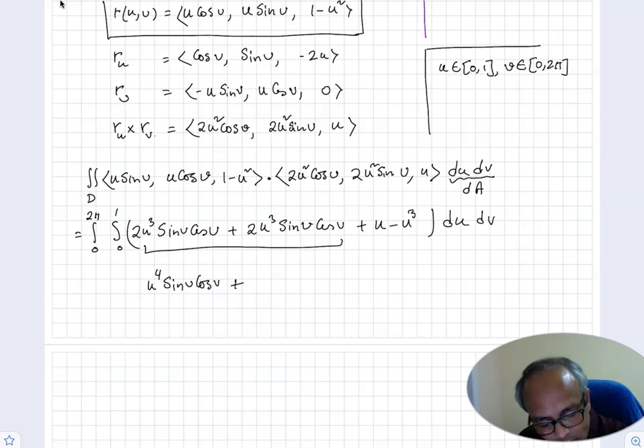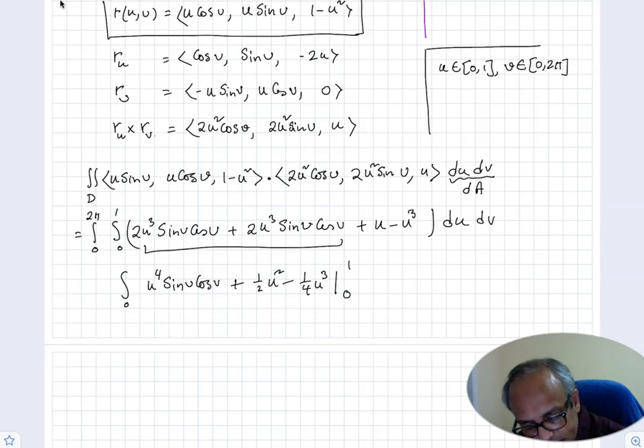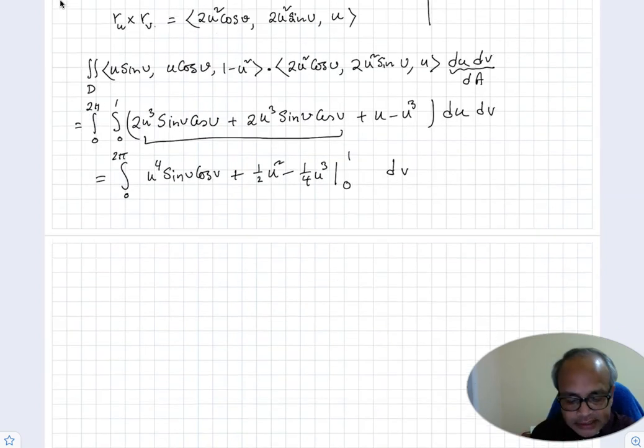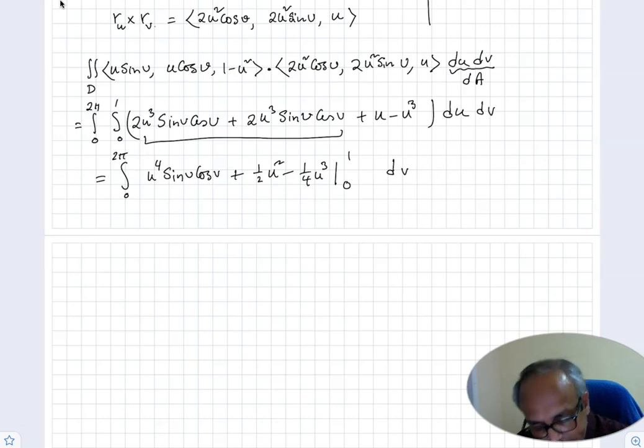So you get 1/2 u squared minus 1/4 u to the fourth, and then set the limit from 0 to 1. And then write down or carry forward the integration with respect to v. Okay, let's just focus on the inner integral. So maybe the good idea would be, for the inner integral, you set the limit.